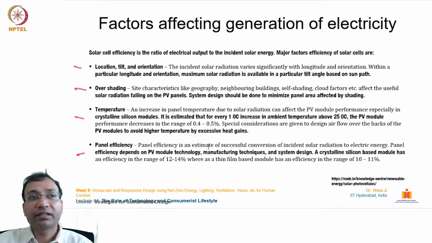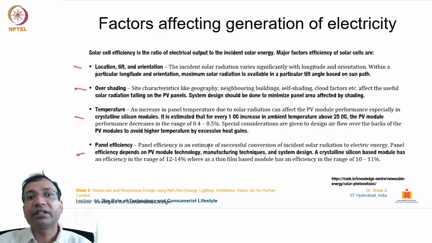Further, there are some factors affecting generation of electricity. We will go one by one. Solar cell efficiency is the ratio of electrical output to the incident solar energy. Major factors affecting the efficiency of solar cells are, first one, location, tilt, and orientation. The incident solar radiation varies significantly with longitude and orientation. Within a particular longitude and orientation, maximum solar radiation is available at a particular tilt angle based on sun path.